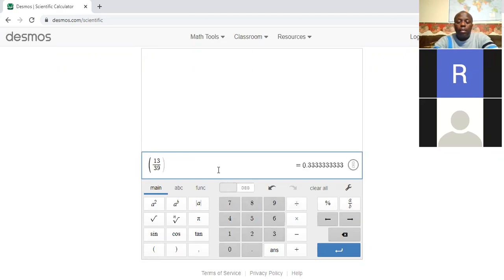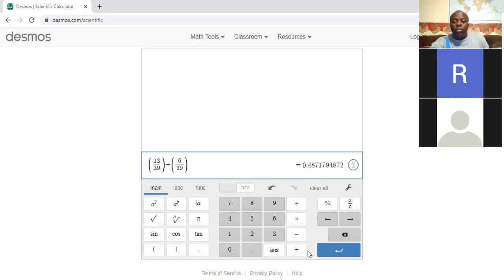Okay, plus, okay, 6 over 39, 6 over 39, and that gives us the answer, 0.487, because 0 over 39 is 0.